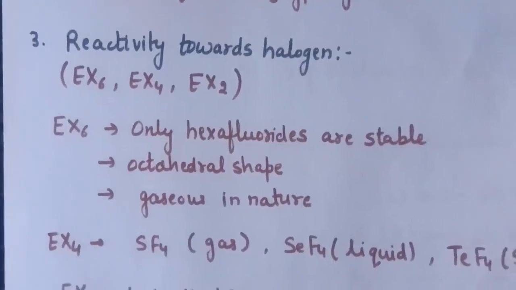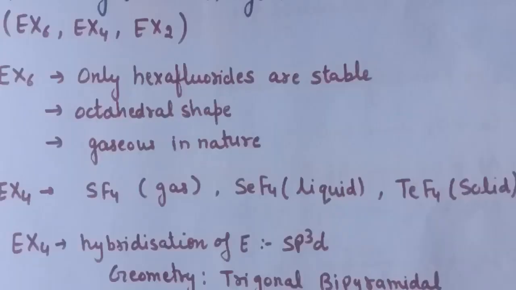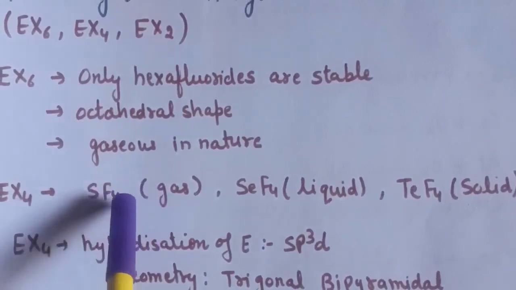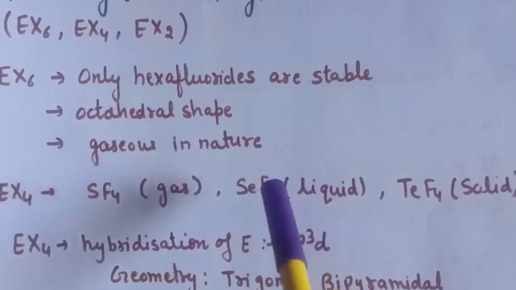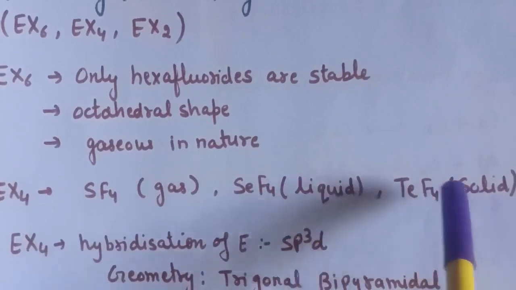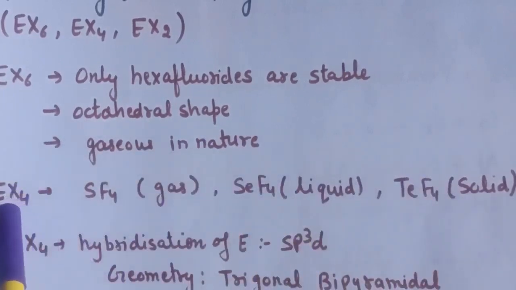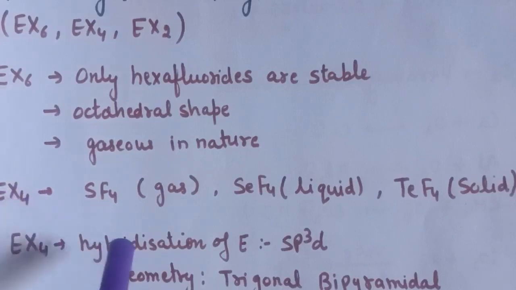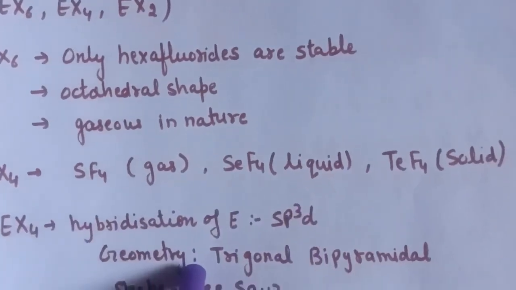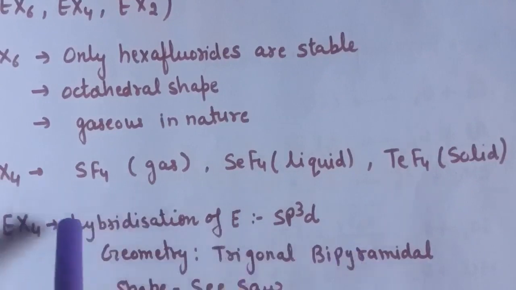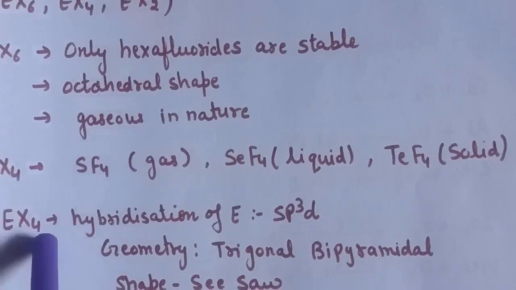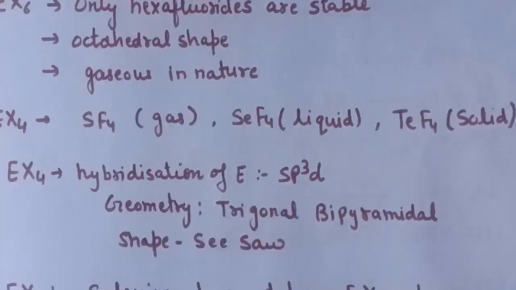Next we have EX4. In EX4 type halides, this is SF4. It is a gas, whereas the fluoride of selenium is liquid and the fluoride of tellurium is a solid. And again we can also calculate the hybridization and geometry for EX4. The hybridization of the central atom is sp3d in case of EX4, and the geometry is trigonal bipyramidal. But in this EX4 we have 1 lone pair of electrons. So when we have 4 bond pairs and 1 lone pair, then the shape is seesaw.